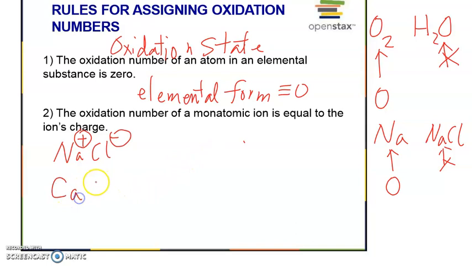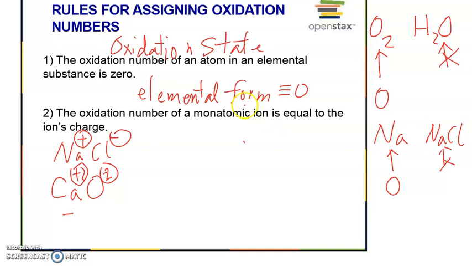Let's look at another one. How about calcium oxide, CaO? Calcium is from the second group, that's alkaline earth, so the charge will be positive 2. Oxygen is from the group of chalcogens and therefore is minus 2. These are the charges, and at the same time they are the same as the oxidation numbers.